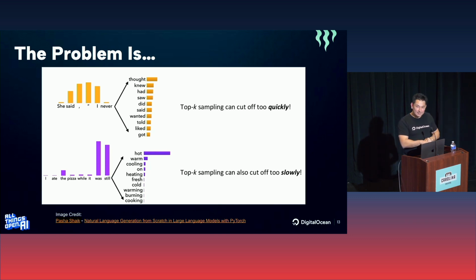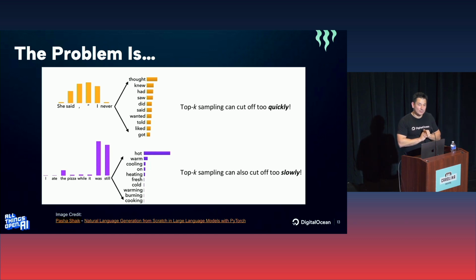So that's to say that token 11, which isn't shown here, token 12, token 13, token 14, might also be an acceptable alternative for the next token. But because our top K equals 10, we're cutting it off at 10, right? And conversely, we might not cut off early enough.